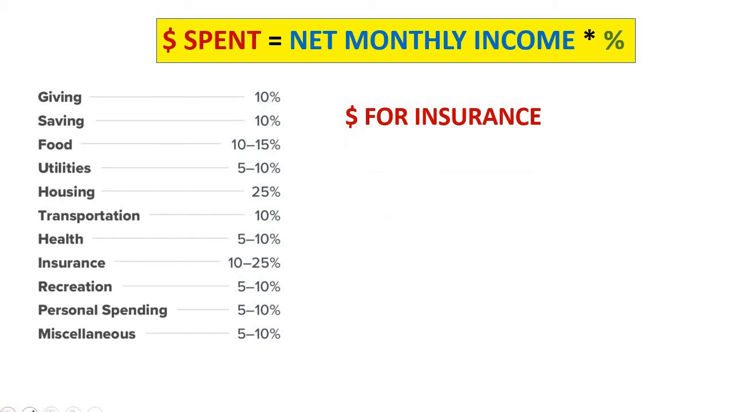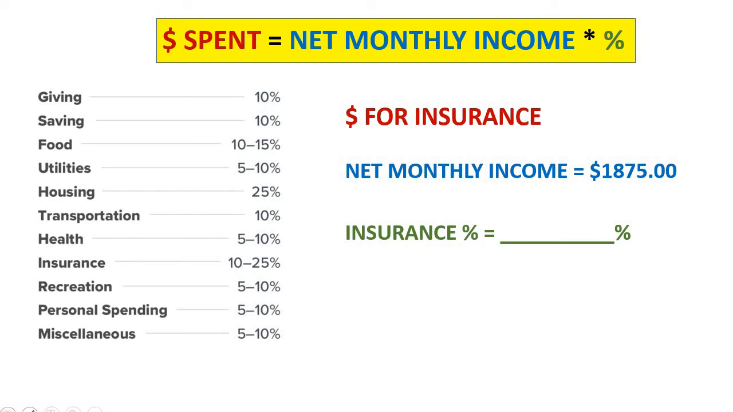Okay, one more example. We're looking at insurance. And so insurance could be vehicle insurance, health insurance, homeowners insurance, renter's insurance. It's a combination. All right, again, same net monthly income. We have to have that number. But now we need to go to that list, find the insurance percentage range. And so what is that percentage range for insurance?